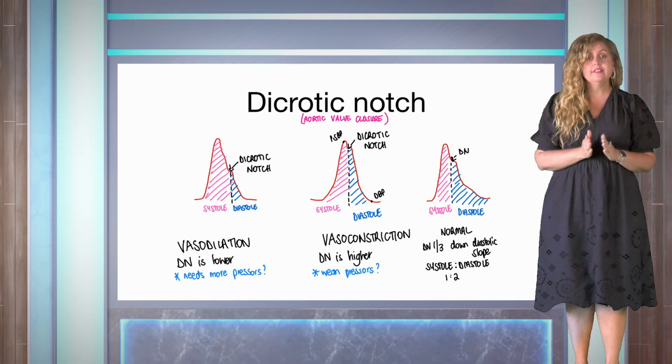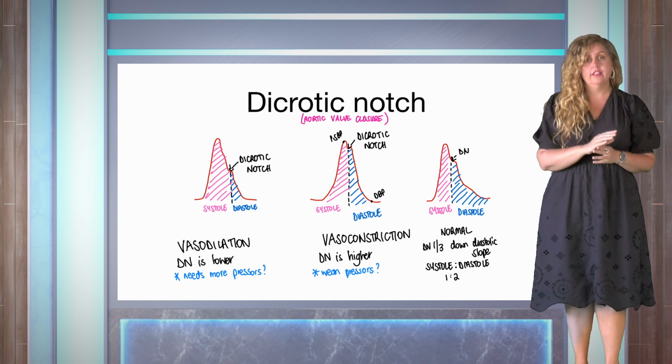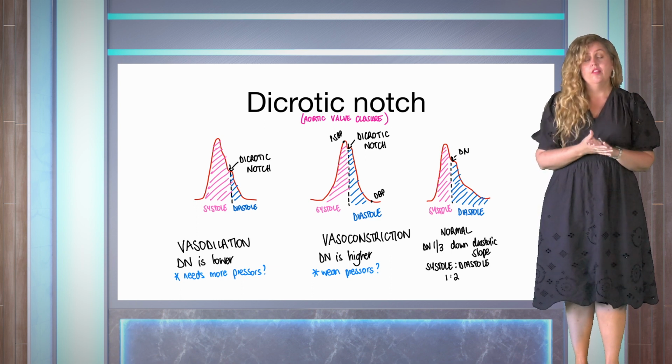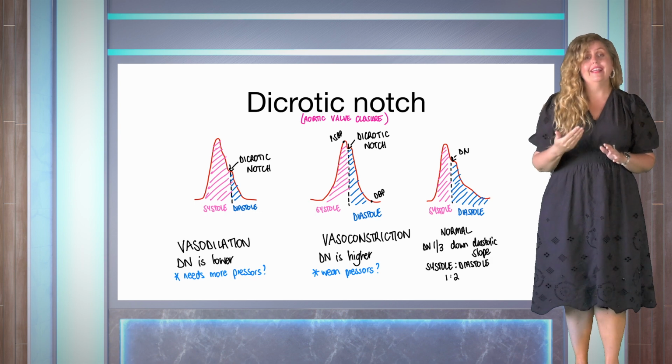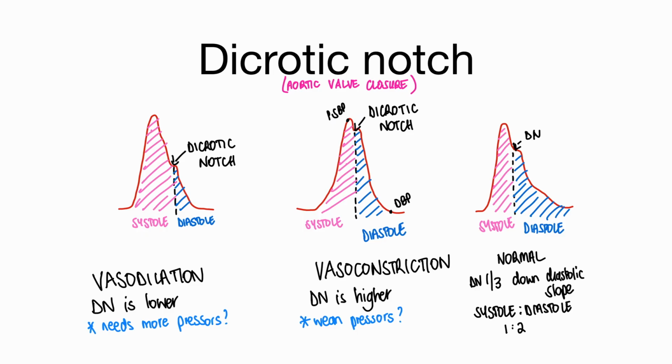All right, so if we see it beyond that, in other words, almost late, the patient might be vasodilated. The dicrotic notch is lower, and it might indicate to you that your patient needs more pressors. The opposite of that, of course, vasoconstriction, is a dicrotic notch much higher up. Remember, if your patient's very vasoconstricted, you're going to need a higher pressure to open up that valve, and therefore it's higher up on this curve.